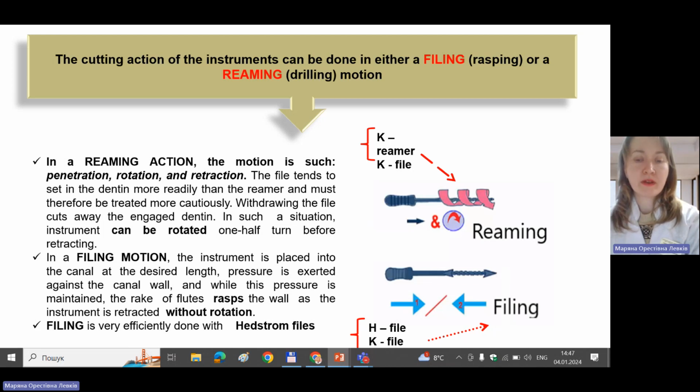Withdrawing the file cuts away the engaged dentine. In such a situation, the instrument can be rotated 1/2 turn before retracting. In a filing motion, the instrument is placed into the canal at the desired length. Pressure is exerted against the canal wall, and while this pressure is maintained, the rake of flutes rasps the wall as the instrument is retracted without rotation. Filing is very efficiently done with Hedstrom files. So we have K-reamer and K-file acting in reaming, H-file and K-file acting in filing.